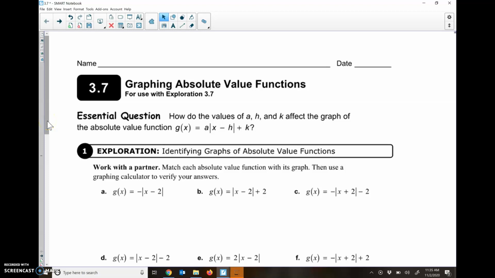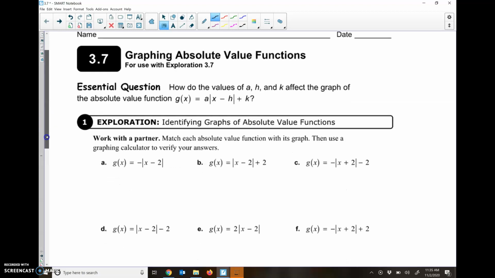Hey, this is Mr. Molo with lesson 3-7, graphing absolute value functions. So very similar to yesterday's lesson. If you don't have your notes from yesterday, or you didn't write them down yet, I would go back and write them down. Some of this stuff might not make sense if you didn't take notes yesterday.